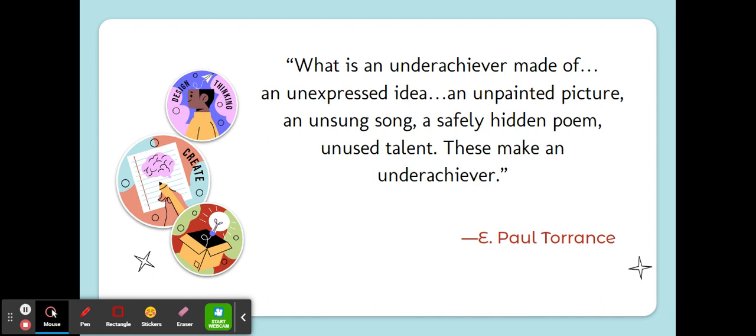This quote by E. Paul Torrance can be found in Galbraith's and Delisle's book, When Gifted Kids Don't Have All the Answers: How to Meet Their Social and Emotional Needs. It states, what is an underachiever made of? An unexpressed idea, an unpainted picture, an unsung song, a safely hidden poem, unused talent. These make an underachiever.